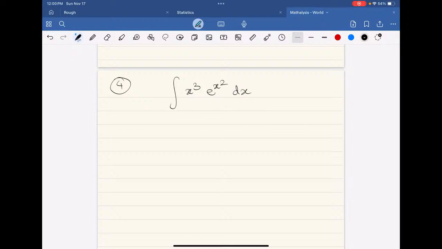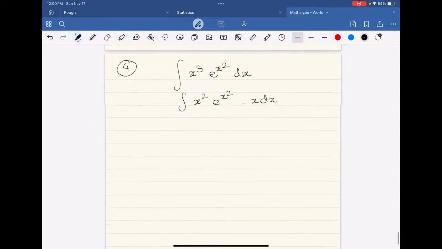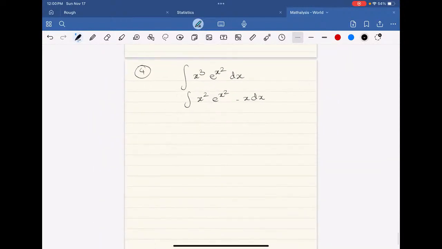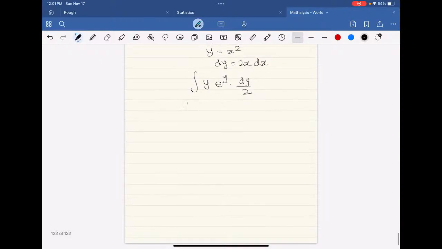Now here also I think the good way is to first of all write it as x squared e to the power x squared times x dx, because now if I let y as x square, dy will just be 2x dx, right? So I can write this as y e to the power y times dy by 2, and then I can write it as half times y e to the power y dy, right?